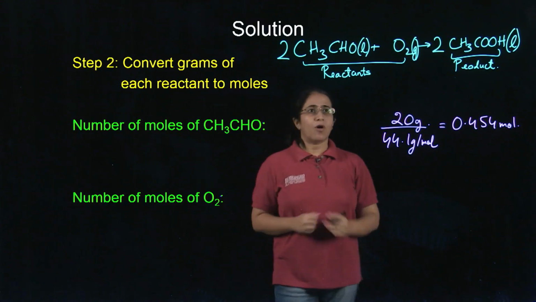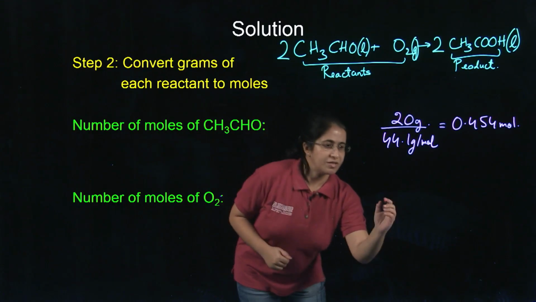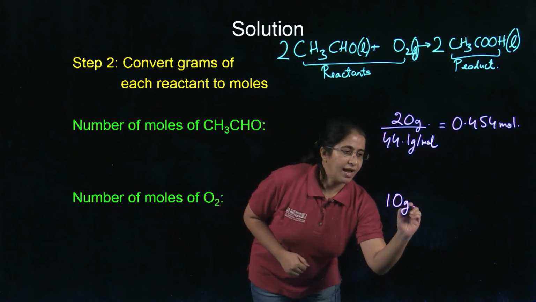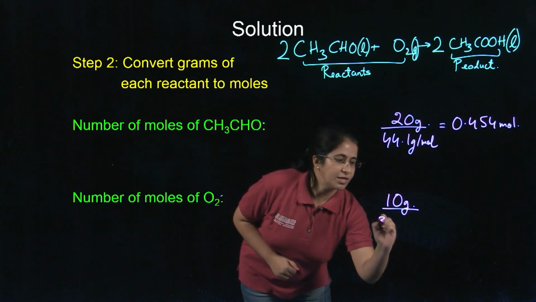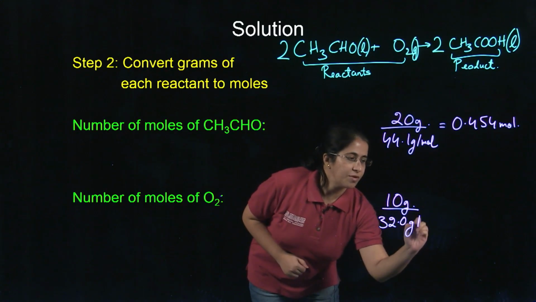Now let's do the same for oxygen. Now the mass of oxygen that is present is 10 grams, and let's divide this by the molar mass, which is 32.0 grams per mole.